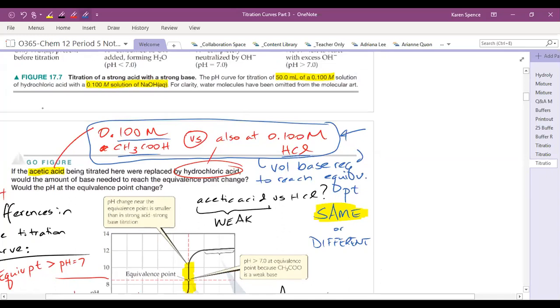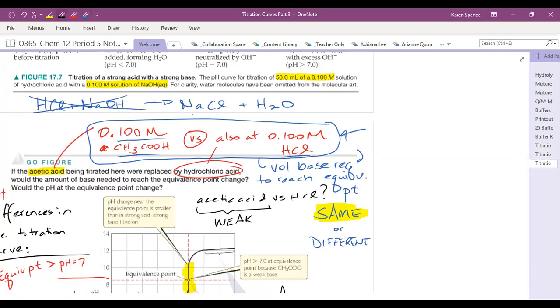Okay. If we had HCl plus NaOH, it gives NaCl plus H2O. Remember, at the equivalence point, we have used up all our reactant and all we have left is product. And our product is a salt and water. And when we have a salt, what do we have to check for?